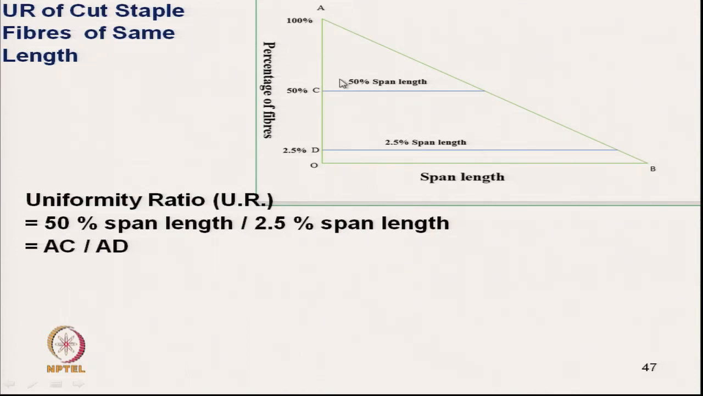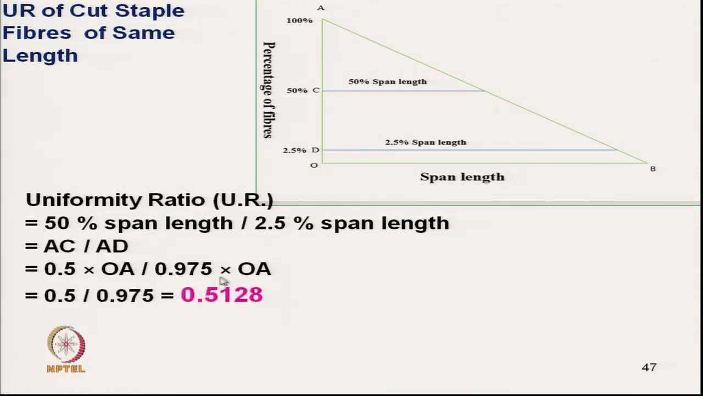Now, what is AC? AC is 50% of AO, that means 0.5 AO. And what is AD? AD is 97.5% of AO, so 50 by 97.5. That is 0.5 multiplied by AO divided by 0.975 multiplied by AO. If we take the ratio, it comes out to be 0.5128, and that is the uniformity ratio of cut fiber, any cut fiber.